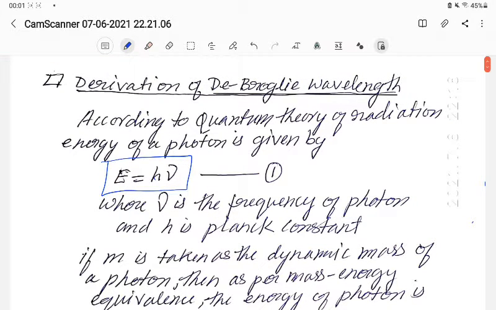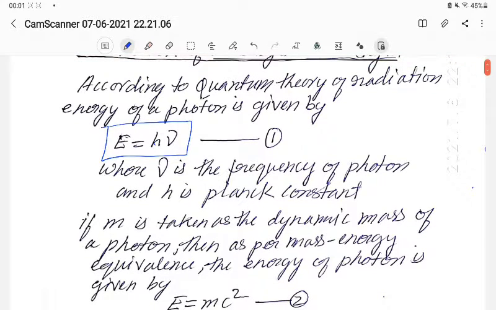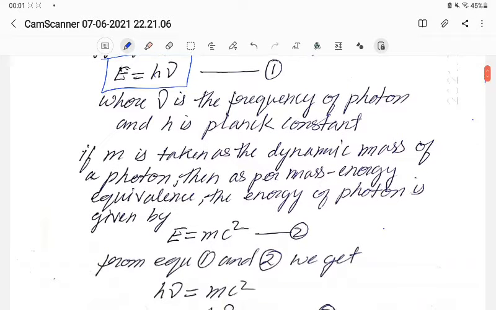Now if m is the mass of the photon, then as per mass-energy equivalence, E equal to mc square. I hope you know this equation. This is the famous Einstein relativistic equation, E equal to mc square. This equation means we can convert mass into energy and energy into mass.